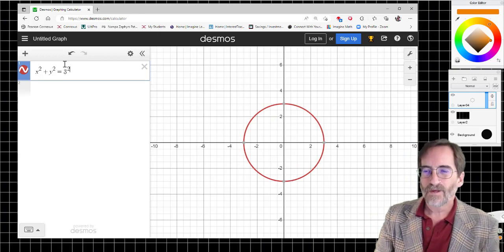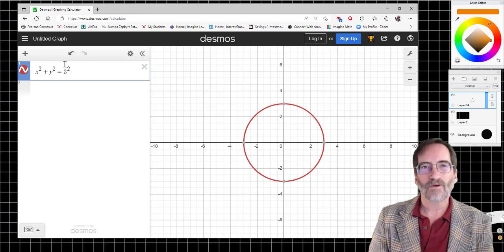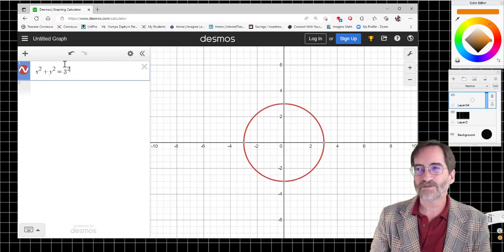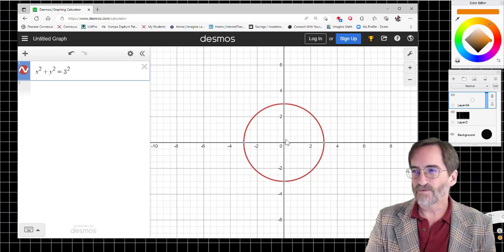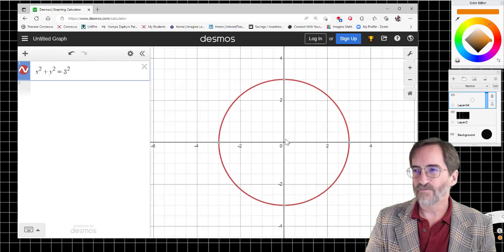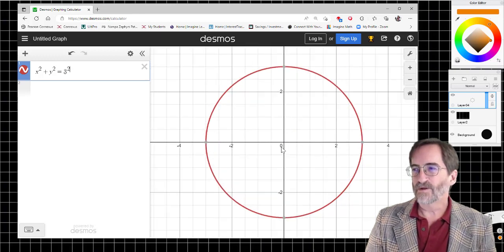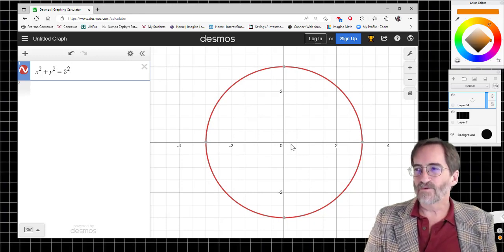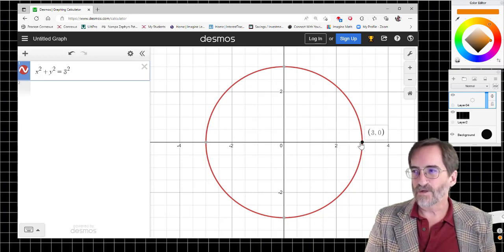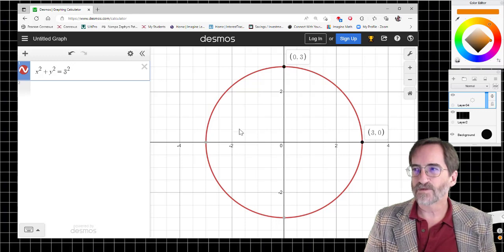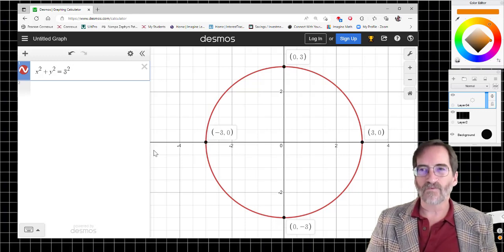Okay, and look at the shape, and hopefully you can identify it as a circle. Take a look carefully and tell me what the radius of the circle is. I can zoom in a little bit and change the scale. But the radius, hopefully you can tell, is 3. It goes through the points (3, 0), (0, 3), (-3, 0), and (0, -3).